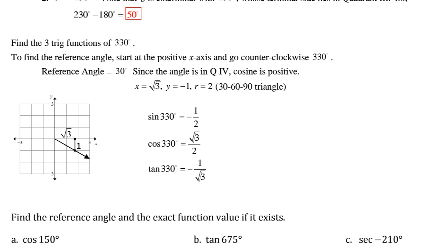So, find the 3 trigonometric functions for 330. I know 330 is in quadrant 4. So in quadrant 4, I take 360 minus 330.